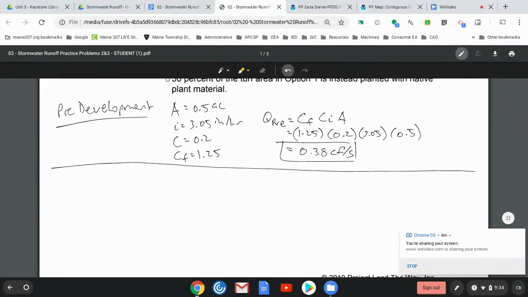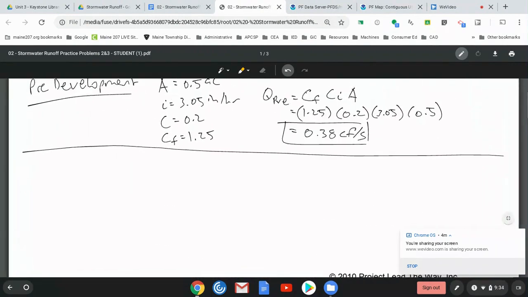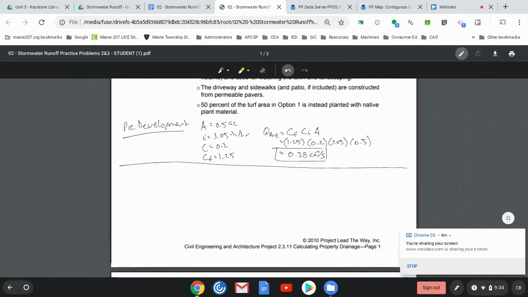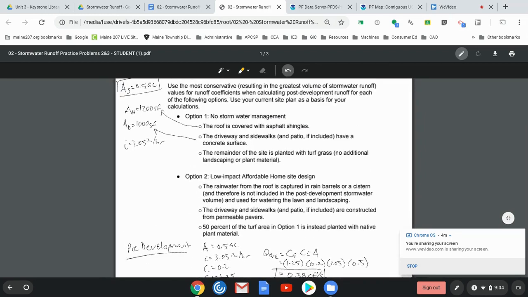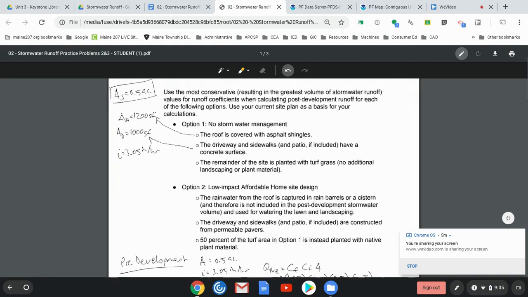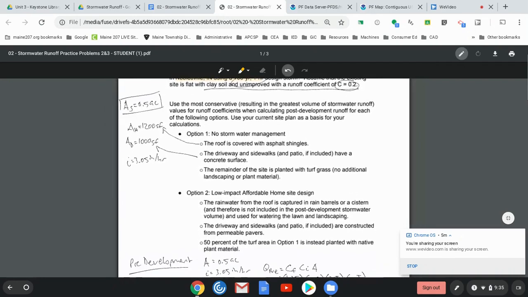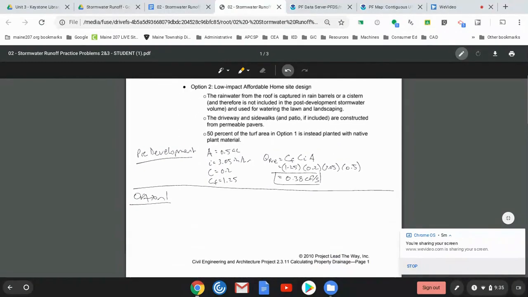Now we need to go through our options. This is going to take a bit of space, so option 2 is going to be on a different page. Option 1: there's no stormwater management system, so the roof is asphalt shingles, the driveway is just concrete, and the whole site is just turf grass, no landscaping. So we have 3 spaces: area for the house, area for the driveway, and area for landscaping.